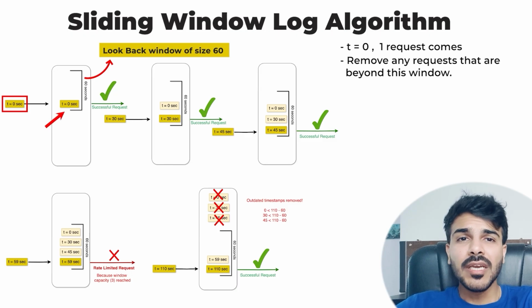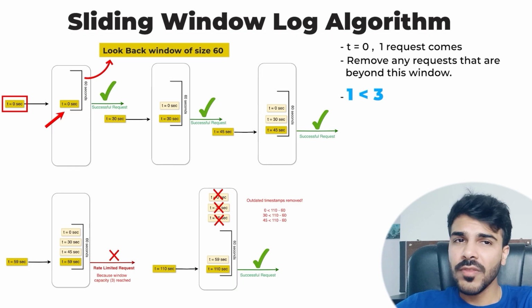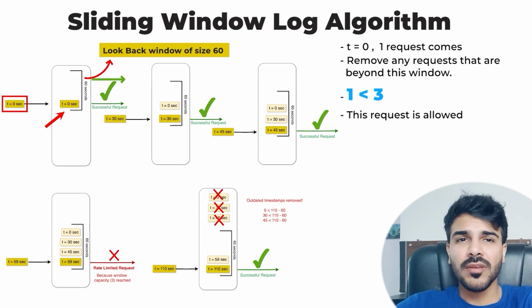Also, then we count the total number of requests in our window, which is 1. And we know that 1 is less than our capacity of 3. Therefore, this request is allowed and would be a successful request.